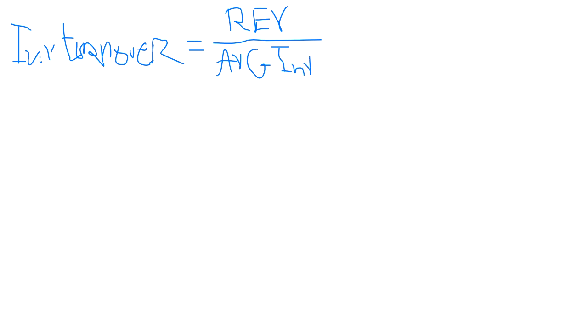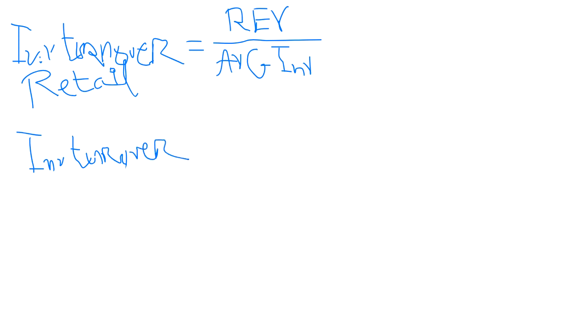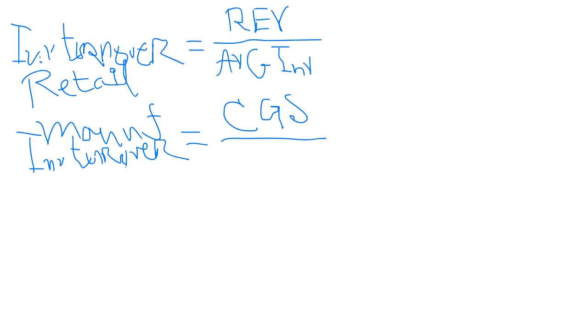Okay, but this is for retail business. And if it is manufacturing, okay, again, inventory turnover ratio for manufacturing. It's then CGS over average inventory.